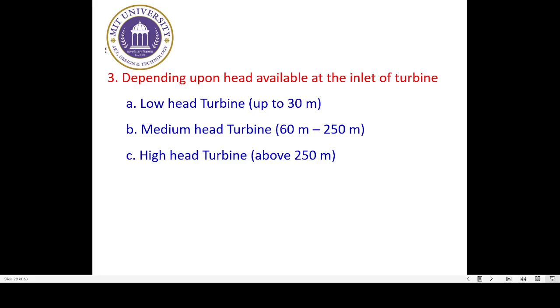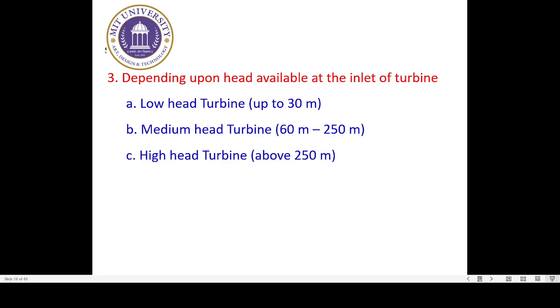Now, depending upon the head which is available at the inlet of the turbine, they can be classified as low head, medium head and high head turbines respectively. If the head is up to 30 meters, we identify such turbines as low head turbines. Kaplan turbine and propeller turbine are examples of the low head turbine.